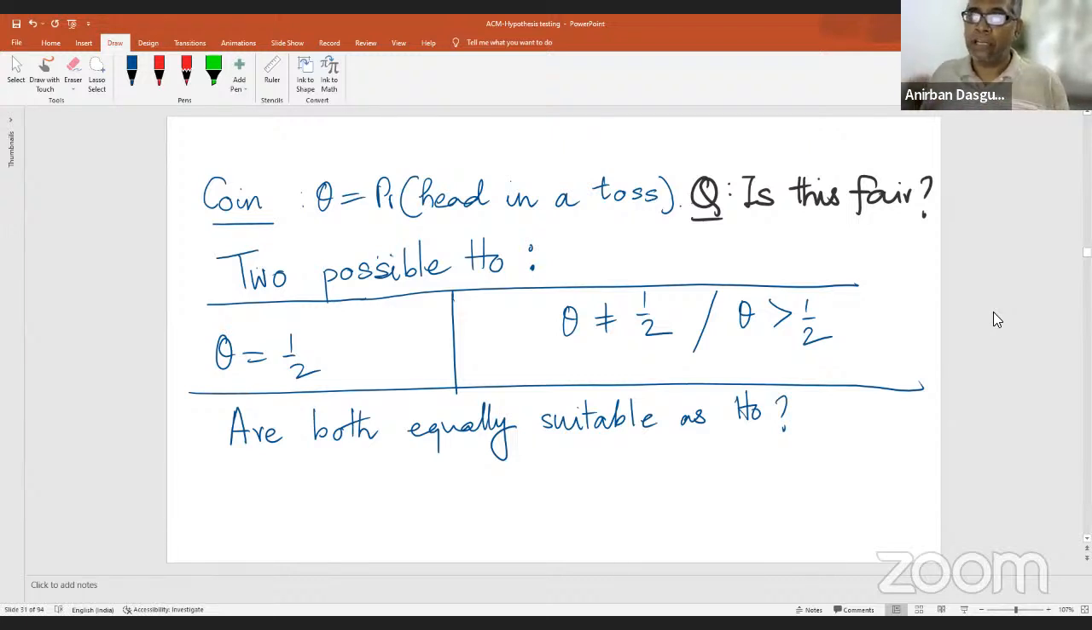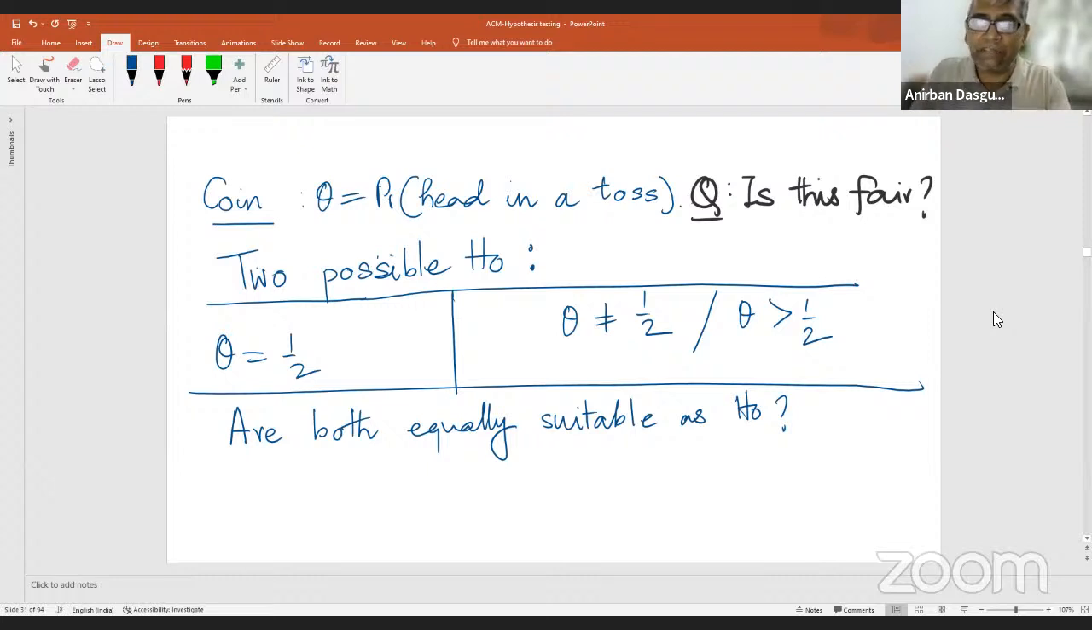If I have a coin toss and we're asking whether it is fair, there are of course two possible H0: theta equal to half and theta not equal to half. As we discussed, both of them are not equally suitable as H0. Because if you take theta not equal to half or theta greater than half as H0, that does not really give me much information, because it is not clear how to come up with the distribution of the test statistic.